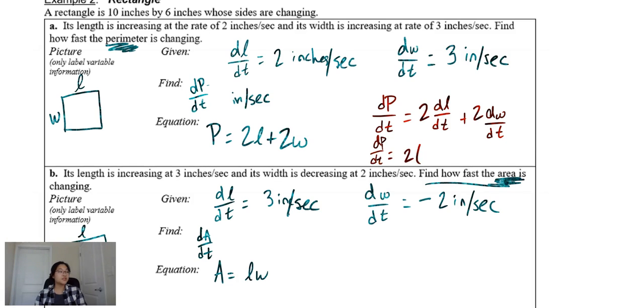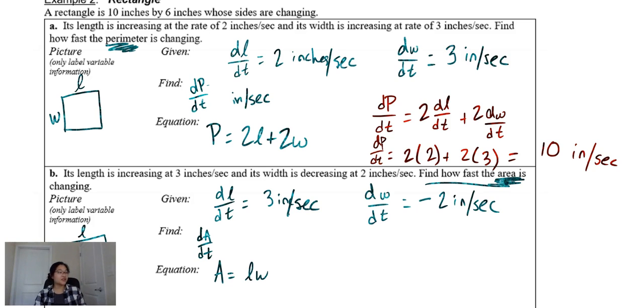is 2 times dL/dt, which is 2, plus 2 times dW/dt, which is 3. And then we just use good order of operations, and we get, what, 4 plus 6? 4 plus 6 is 10 inches per second. So the perimeter is changing at 10 inches per second.